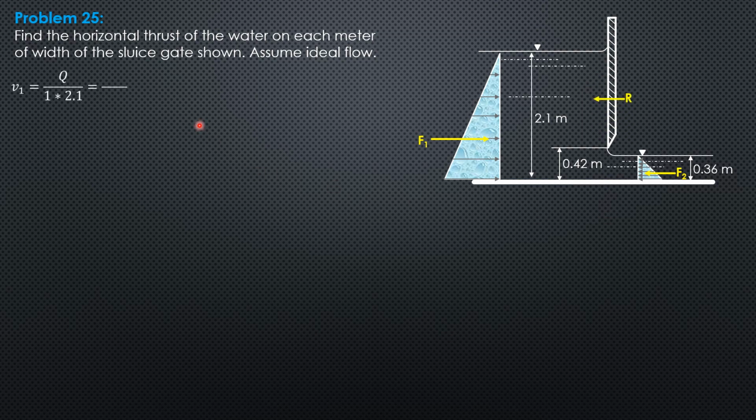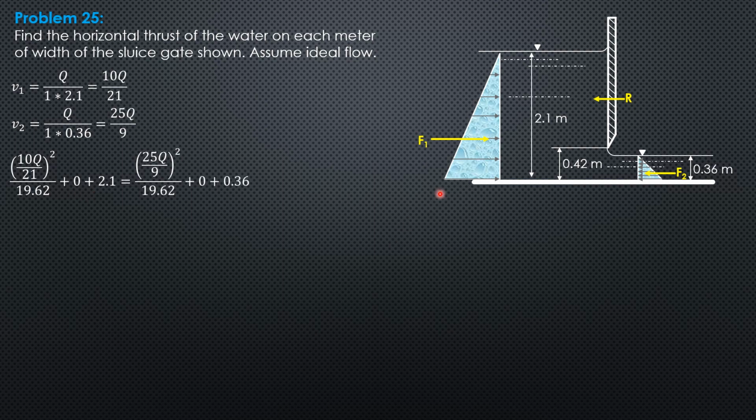So V1 equals Q over 1 meter width times depth 2.1, so 10Q over 21. V2, on the other hand, is Q over 1 times 0.36, so it is 25Q over 9. Then the energy equation between 1 and 2, neglecting head loss because the flow is ideal. So velocity head at 1 plus pressure head 0, elevation head 2.1, the floor, equals velocity head at point 2, (25Q over 9) squared over 2g, 19.62, pressure head 0, then elevation head 0.36.